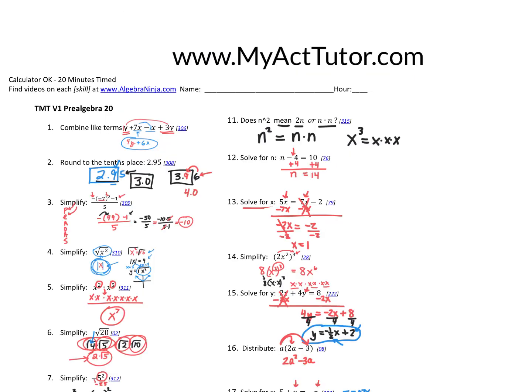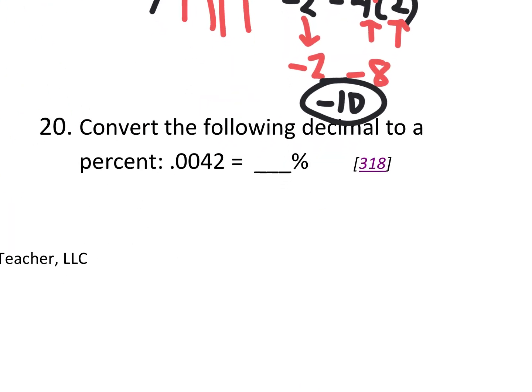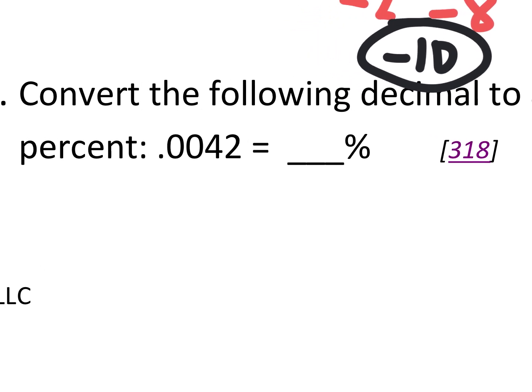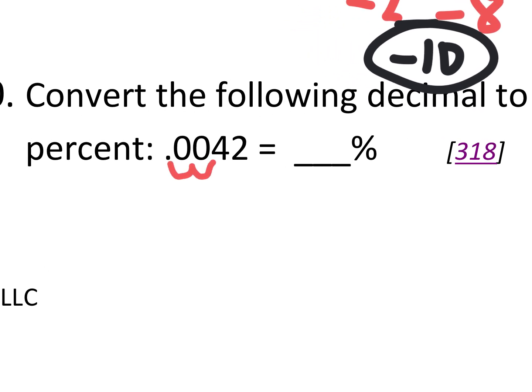So for skill 318, we are trying to convert a decimal to a percent. Now, a lot of people think, oh, I know what percents look like. Percents are like 4% or maybe 4.2%. And I can just look at this and go, that's got to be 4.2%. Nope. When you're changing a decimal to a percent, you have to move the decimal over exactly 2 spots, like that.